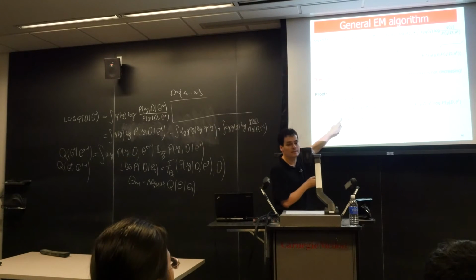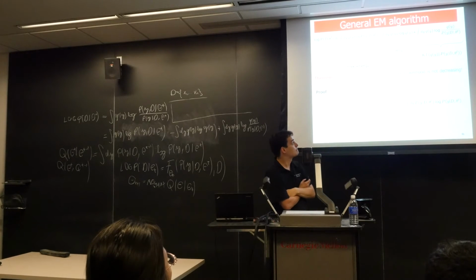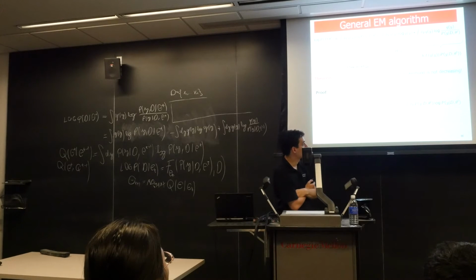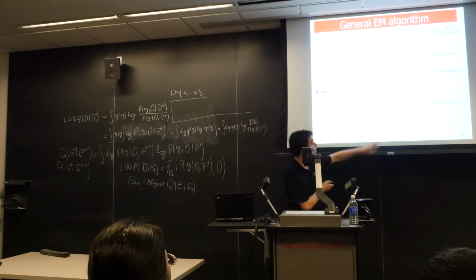Question: when we have the entropy, entropy only depends on Q, but in our case Q actually depends on theta t, right? Yes, but not theta t plus 1. So we can actually move from theta t to theta t plus 1. Right.